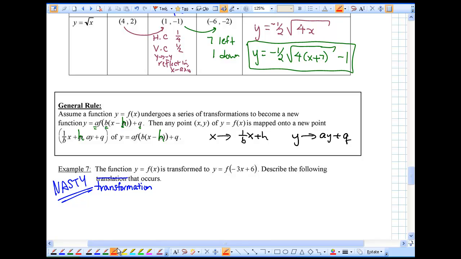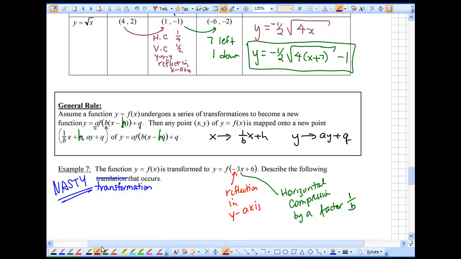Here's what most people do. Oh, I see a negative in front of the x. Oh yeah, that must be a reflection, and because it's next to the x, it's a reflection in the y-axis. Cool, cool. Oh, I see that 3. Well, that's in front of the x, so it's a horizontal compression, right? It's always opposite. And the factor is 1 over b. And then the plus 6, well, that's involving the x. That means you're going to the left 6 units. Where's the problem?